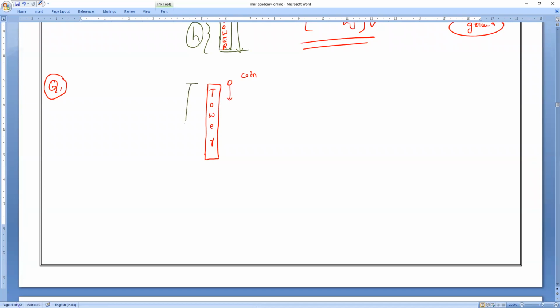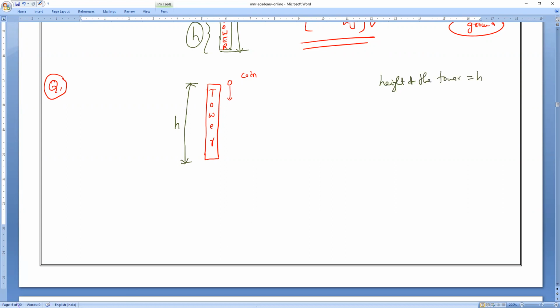What is the height of the tower, everybody? The question mentions it: it is the total height. Let me assume H. Understand, everybody? So the height of the tower is equal to H.